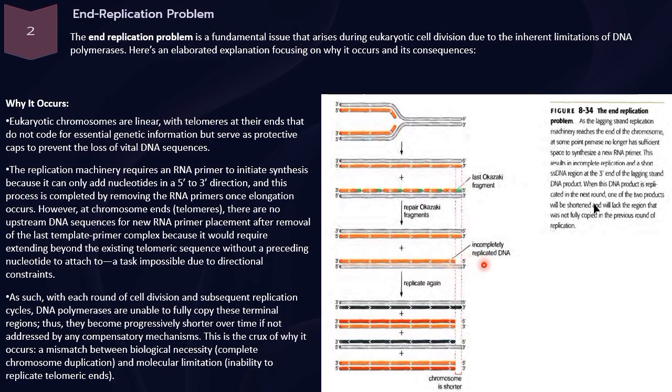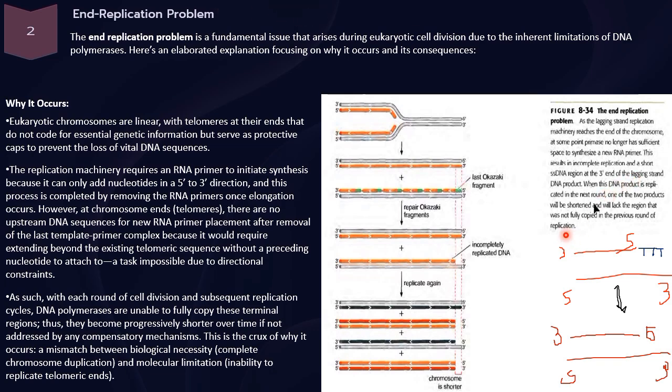So what happens is when the same DNA gets replicated again, the strand becomes shorter than the original one. So when the Okazaki fragment is present, suppose this is the end of the chromosome. DNA pol alpha comes in and creates an RNA primer at the lagging strand of the Okazaki.